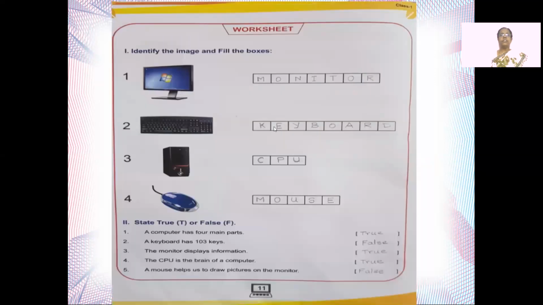There's another worksheet of your second lesson also. You can check your second lesson also. What is this? This is a monitor. Spell monitor, M-O-N-I-T-O-R. This is a keyboard. This is the CPU. This is the mouse.